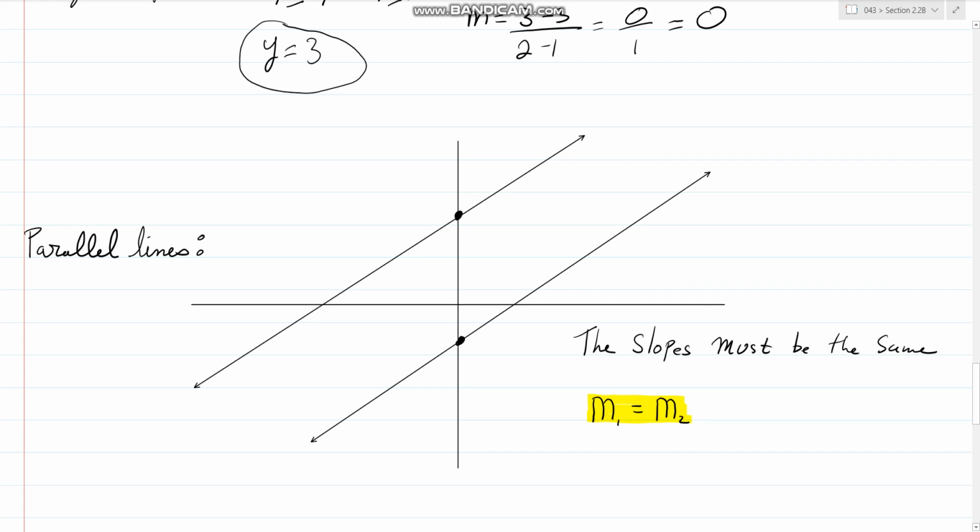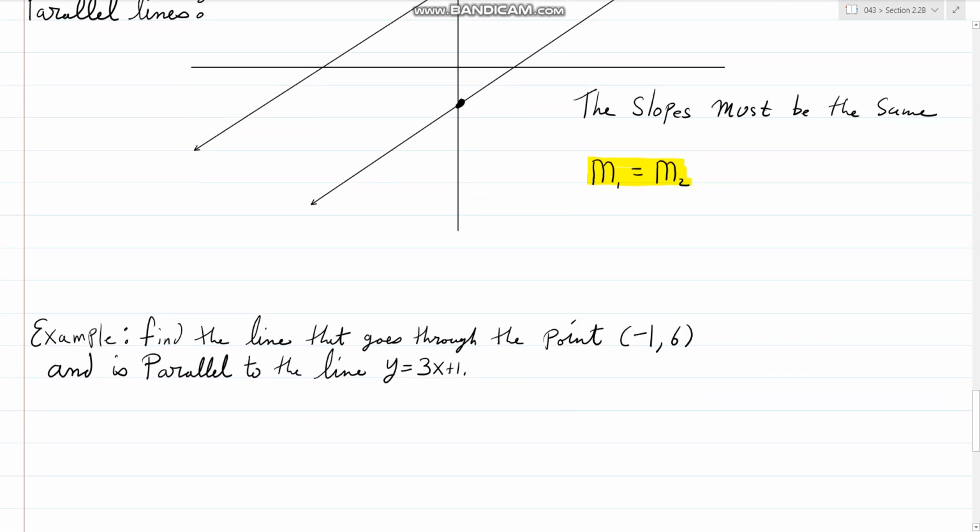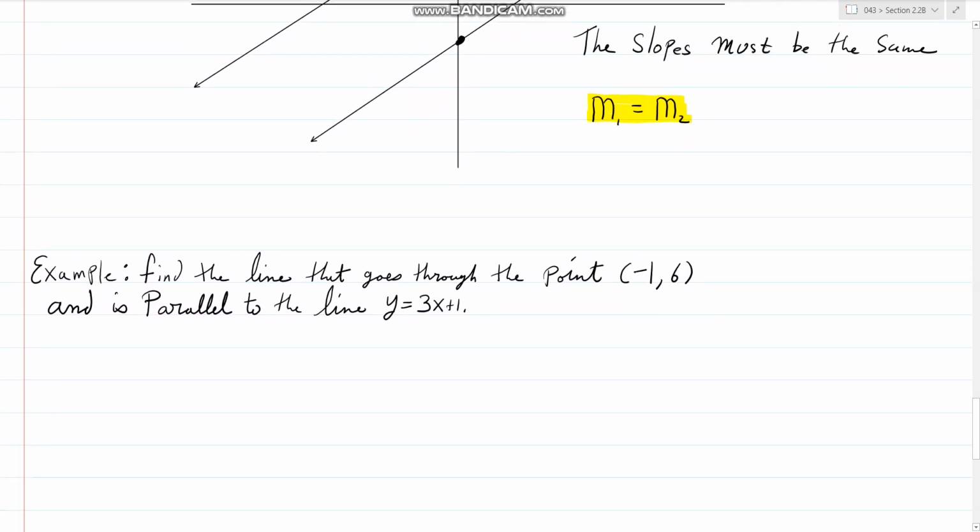Okay, so when we compare two lines, we can talk about whether or not they're parallel or not. All right, let's look at this example. Find the line that goes through the point (-1, 6) and is parallel to the line y = 3x + 1. Well, here we're finding a whole new line. We're finding some mx + b.